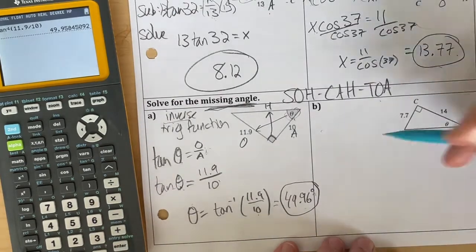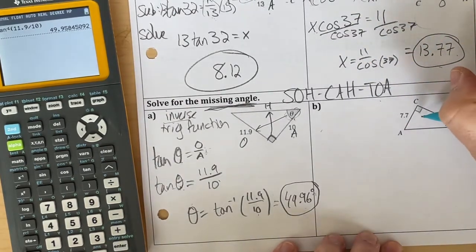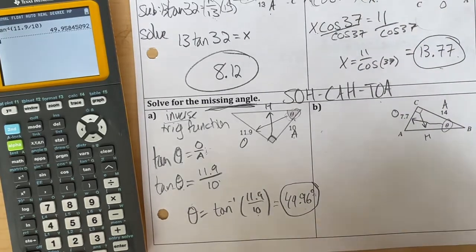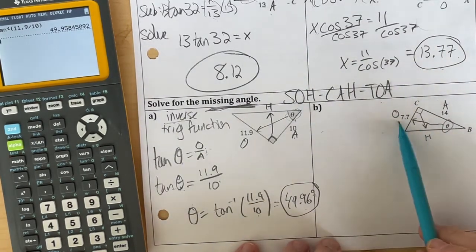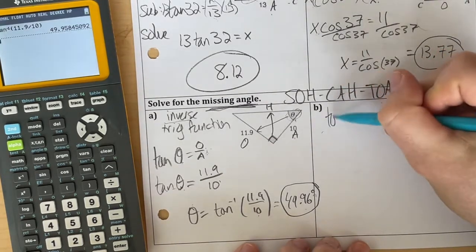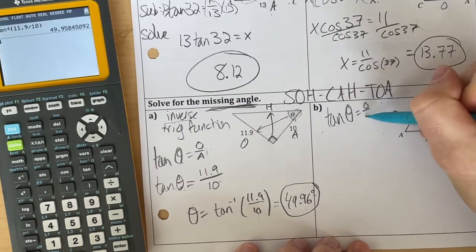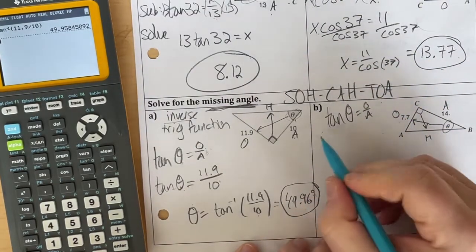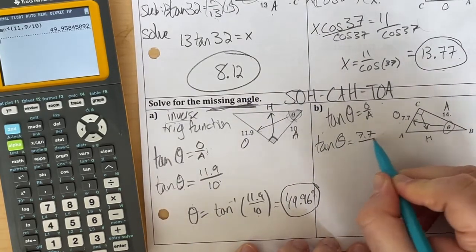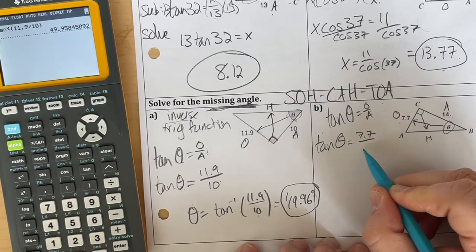All right. And then for this last triangle on the front, you can label your sides. Angle theta, opposite of that is called opposite, and we're going to say A is going to be 14. Still going to use, let's say, tangent. So I'm going to have tangent theta is equal to O divided by A. That means tangent of theta is equal to 7.7 divided by 14.